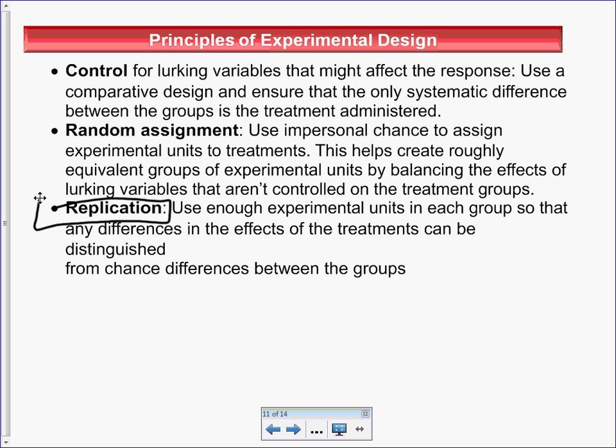If we wanted to prove that baby aspirin, once again, causes you to live longer, we couldn't give baby aspirin to one person and a placebo to a second person. We'd have to do it to lots and lots of people so that we saw the results often enough that it couldn't happen by random chance. So the three big things are control, random assignment, and replication.